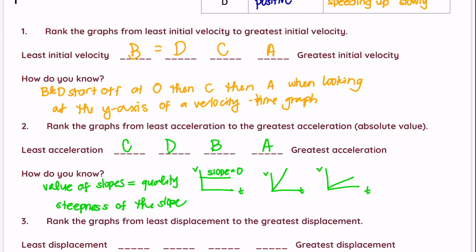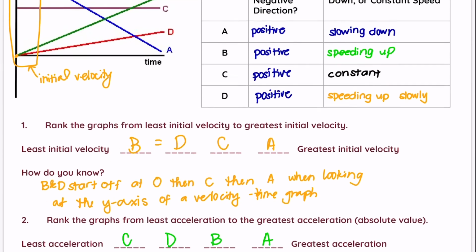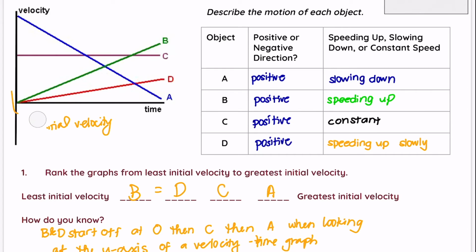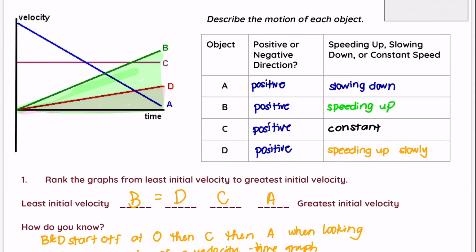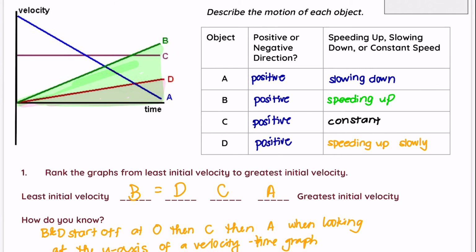Okay, and the next one is we're going to take a look at the least displacement to the greatest displacement. Let me just erase this really quick. Which one would have the smallest area? Let's take a look at area D here. If we color this in, this is going to be the smallest area. Compare it to B: when we color in B, it has a larger area than D. So we'll say D has the lowest area, so D, and then maybe B. When we color it in, we want to see who has the bigger area.